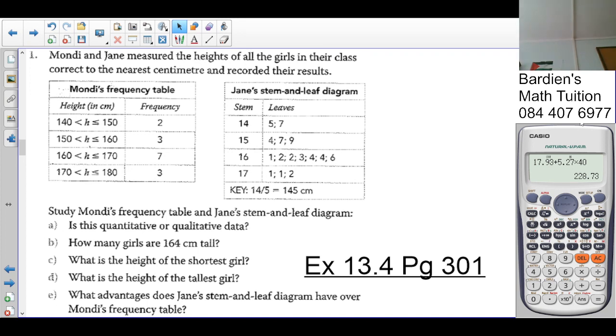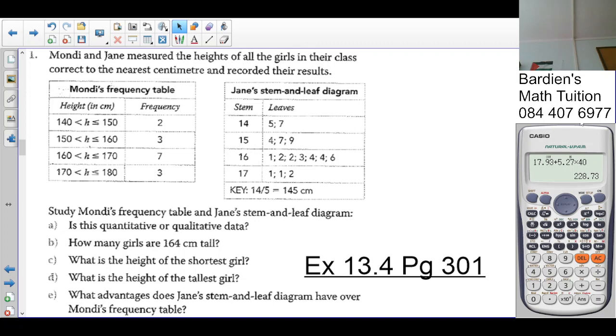Right. So we have a situation here where Mondi and Jane measure the height of the girls in the class, correct to the nearest centimeter, and recorded the results. Here we have Mondi's frequency table with height in centimeters and frequency, whilst we have Jane's stem and leaf diagram, the stem and the leaves. The key is 14|5 is equal to 145 centimeters. Study Mondi's frequency table and Jane's stem and leaf diagram.